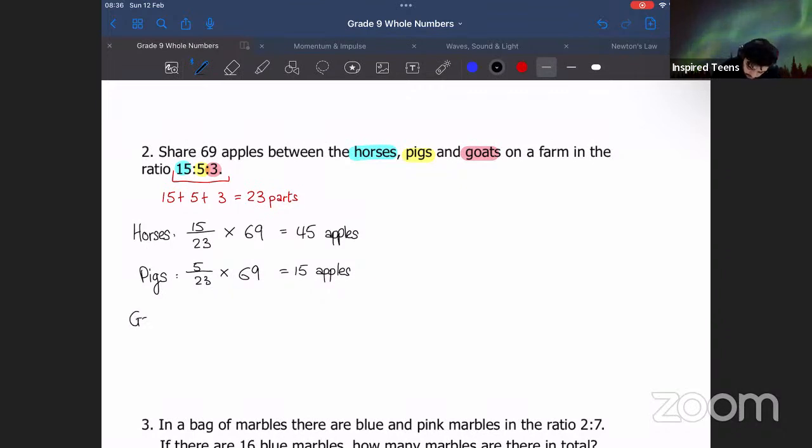Then we can do the goats. Finally, the ratio is 3 over 23 times the total amount. That gives us 9 apples. Done. We shared the apples in the ratio of 15, 5, and 3.